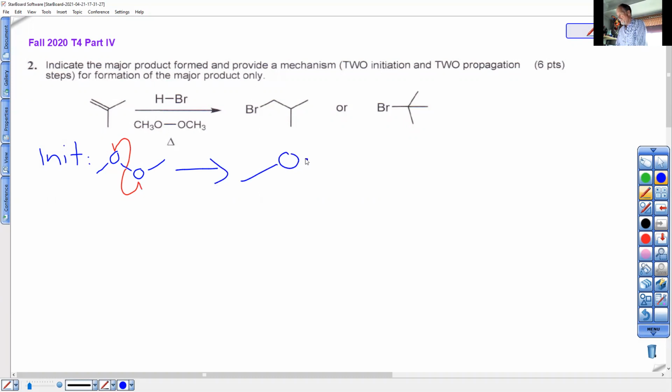So you get 2 of those. I don't grade you on stoichiometry. You can put a 2 if you want. That's init 1.